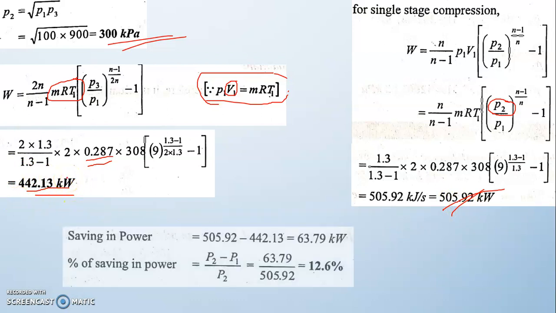Next, we have to calculate the savings in work done. It will be the difference between these two, and the percentage savings can be calculated by the difference divided by the work done of the single stage compressor. Okay. So this is our first question in the reciprocating compressor.